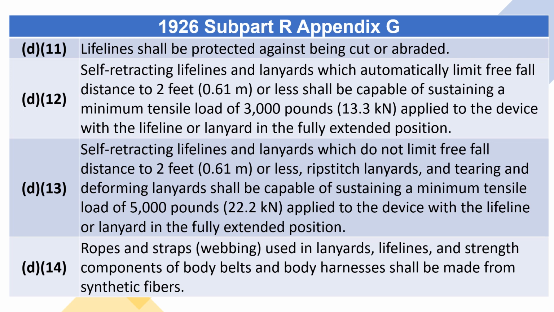D.12. Self-retracting lifelines and lanyards which automatically limit free fall distance to 2 feet (0.61 meters) or less shall be capable of sustaining a minimum tensile load of 3,000 pounds (13.3 kN) applied to the device with the lifeline or lanyard in the fully extended position. D.13. Self-retracting lifelines and lanyards which do not limit free fall distance to 2 feet (0.61 meters) or less, ripstitch lanyards, and tearing and deforming lanyards shall be capable of sustaining a minimum tensile load of 5,000 pounds (22.2 kN), applied to the device with the lifeline or lanyard in the fully extended position. D.14. Ropes and straps (webbing) used in lanyards, lifelines, and strength components of body belts and body harnesses shall be made from synthetic fibers.